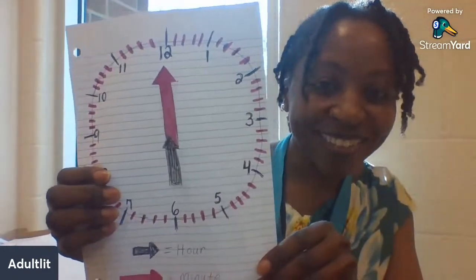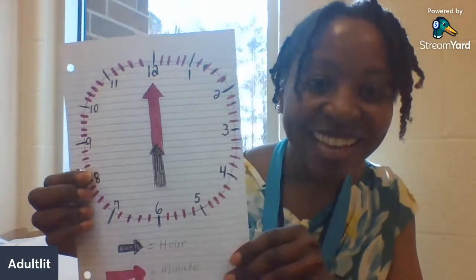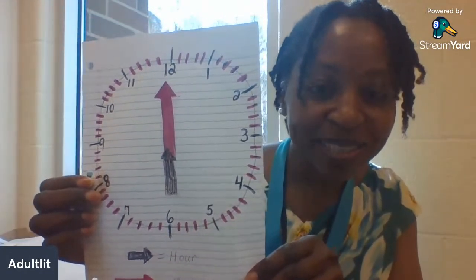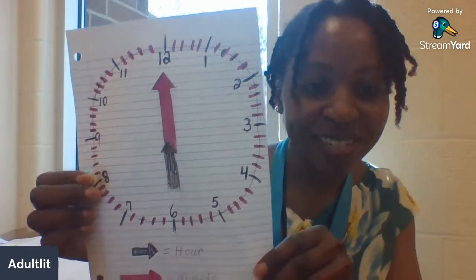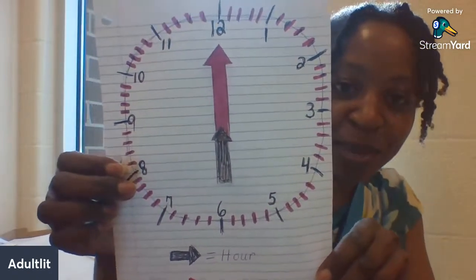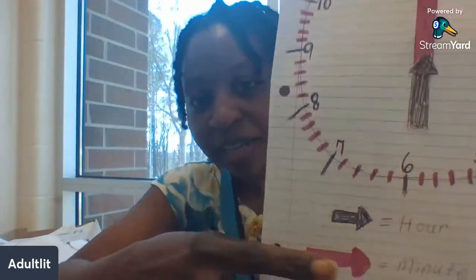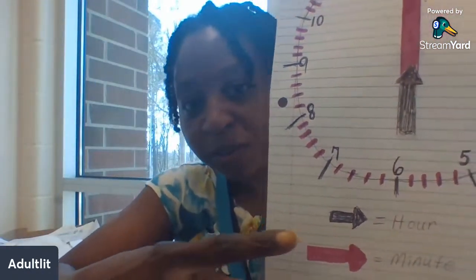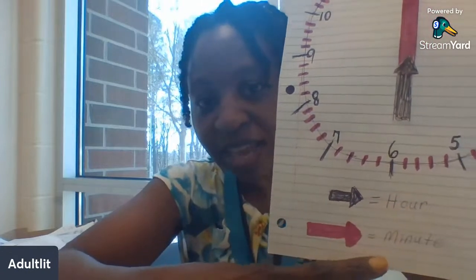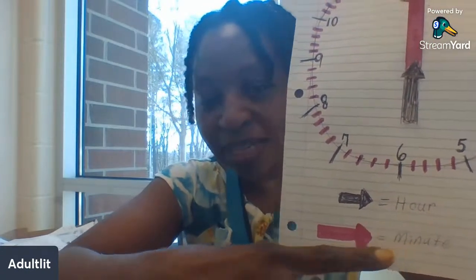We're going to learn how to tell time. I had someone message me and ask me to show you how to tell time. This is a clock. You can make one just like this. And if you read right here, the black arrow shows the hour and the pink arrow shows the minutes.